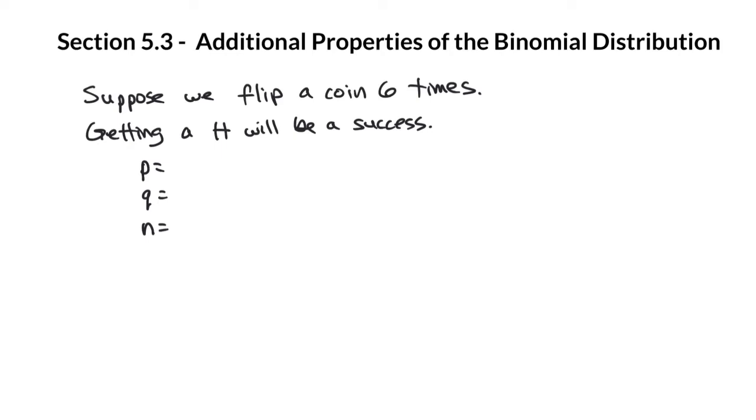So we've got our last section in chapter 5, which talks about additional properties of the binomial distribution. For this section, there's no handout. There wouldn't really be much to put on a handout because we're just going to make some tables and some graphs.